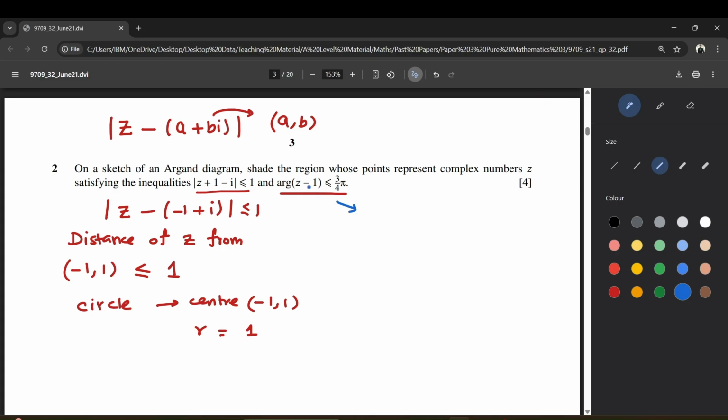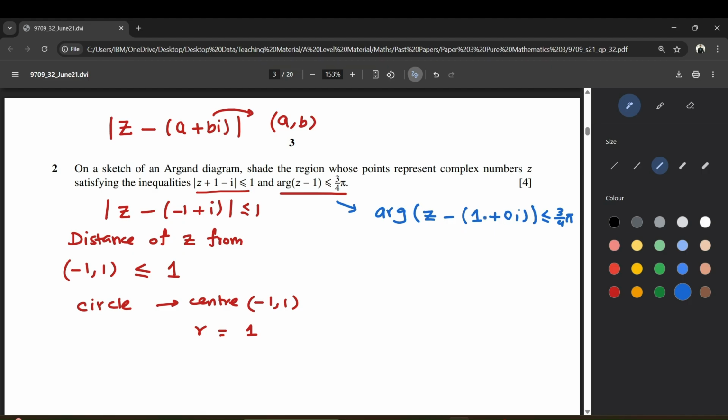Here it says that the argument of z minus 1 is less than or equal to 3 upon 4 pi. Again, the argument of whatever is inside the bracket should also be in this form. So I'm going to write it as z minus (1 plus 0i), because there is no i, there is no y coordinate given here, that means it will be 0. So this is less than or equal to 3 over 4 pi. Now I have rearranged it in the required form.